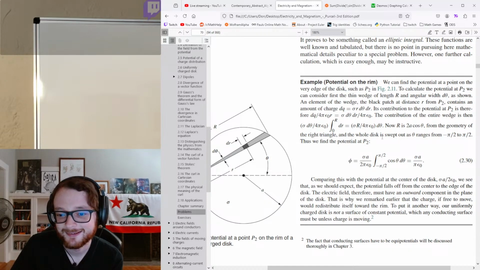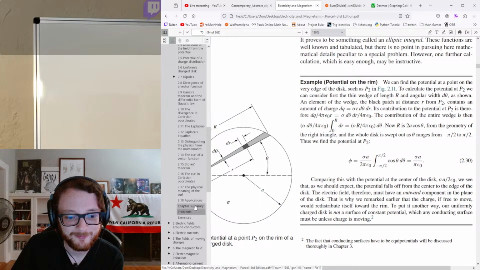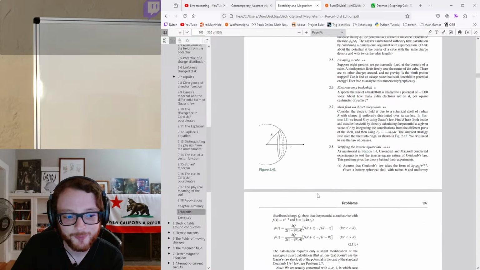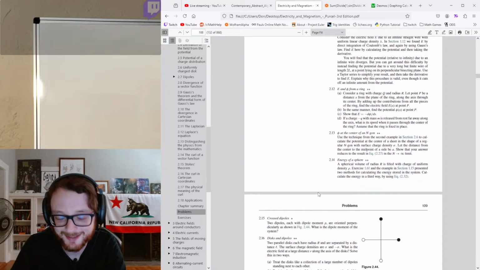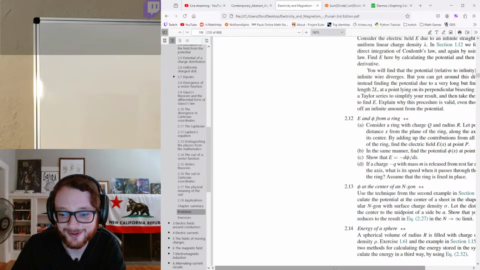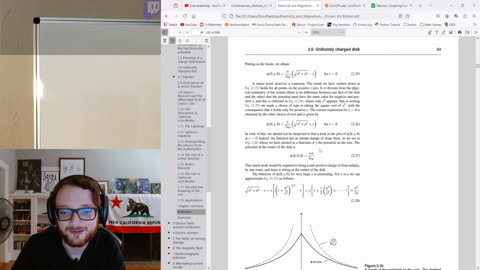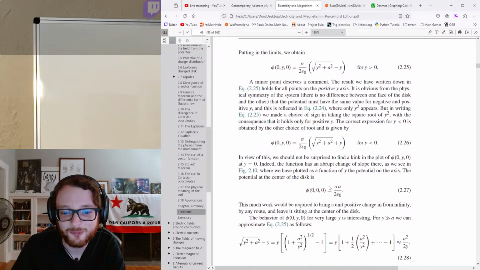Okay. My confidence in being able to do this problem has plummeted. I still want to try it though. Wait, what's equation 2.27? Ooh, okay, it'll reduce to the potential at the center of a disk. Okay, cool.